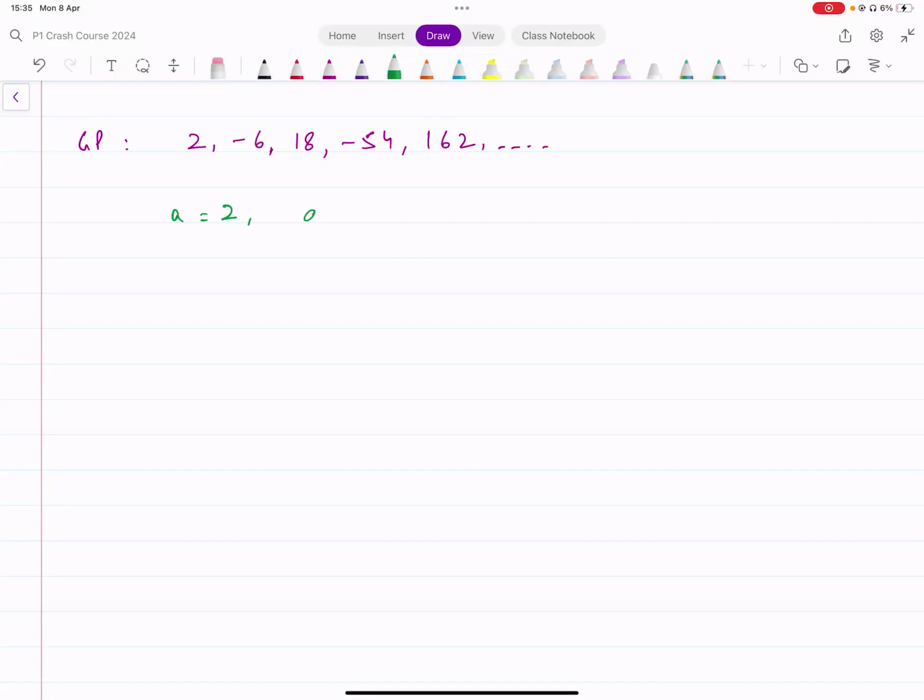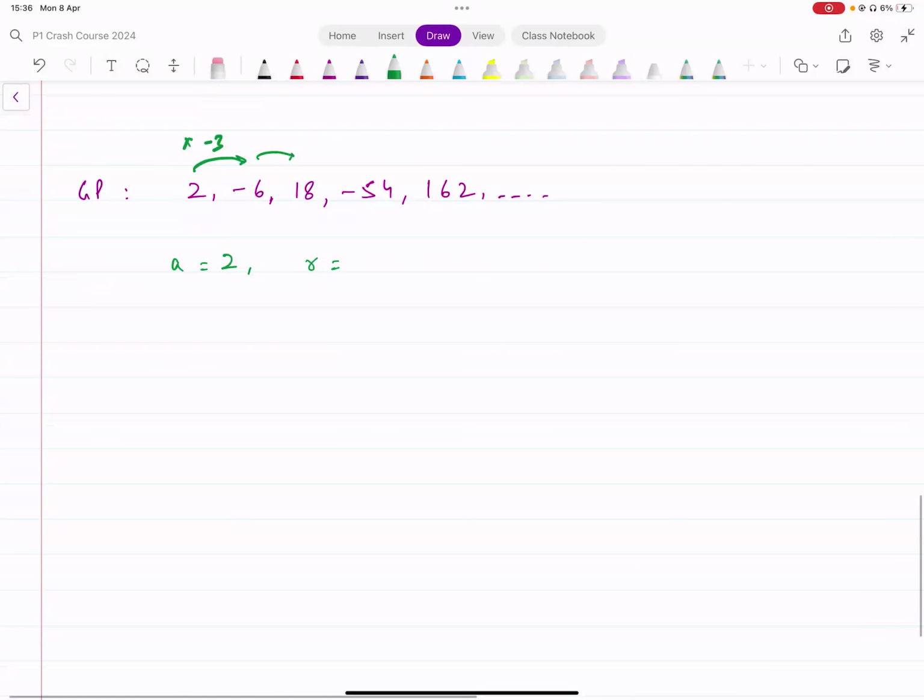What about the ratio? You can see the ratio is constant because you are multiplying by the same number to get the next term. How do you get the next term? Which number do you multiply 2 by to get the next term? -3.